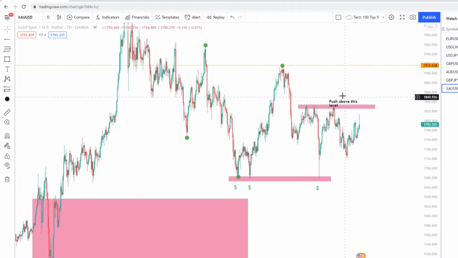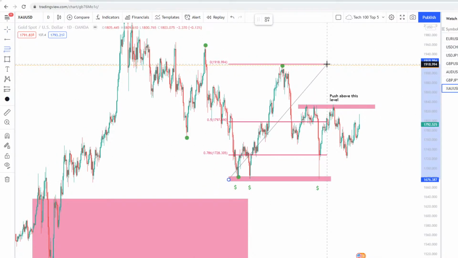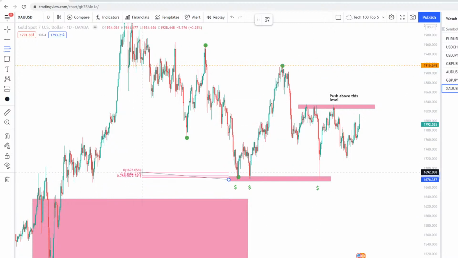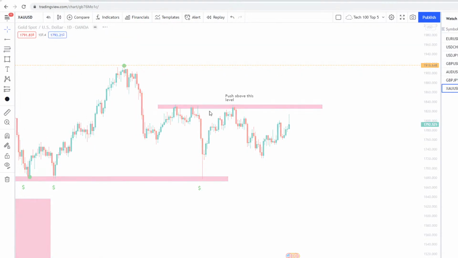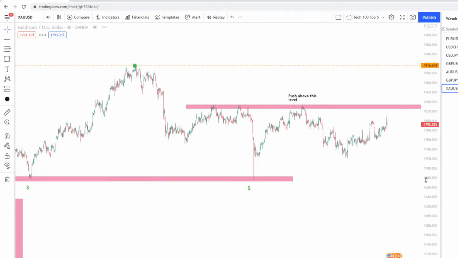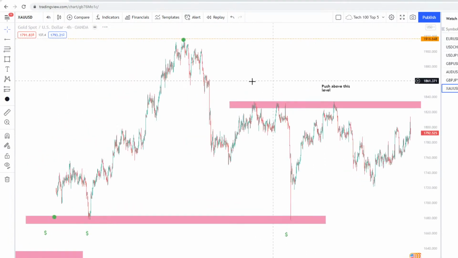So we can say a push above this level will be really interesting for looking for short positions. And just pull a fib. Okay, there's nothing our fib's telling us. So I'm just trying to look for confluence in this area for a short position, or where we can be looking to go short. Okay, we expect price to trade above this area now.